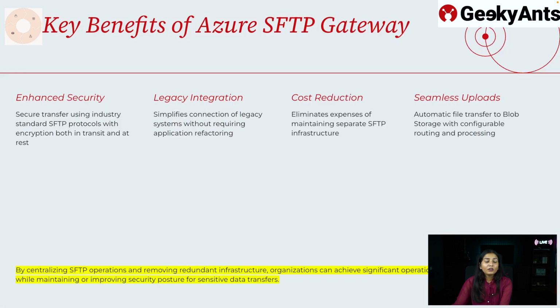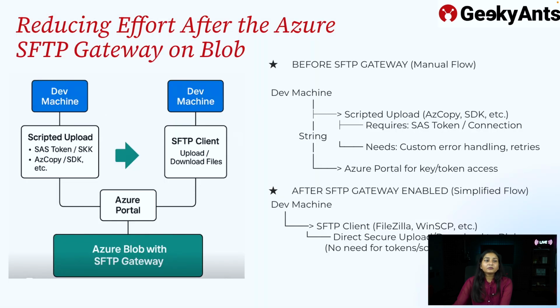SFTP. The key benefits of Azure SFTP Gateway are enhanced security, legacy integration, and cost reduction. There are very seamless uploads once the configuration and setup are done, reducing the effort after the SFTP gateway on Blob.